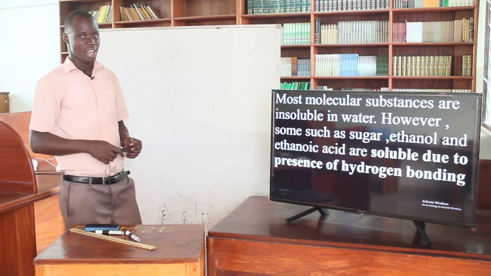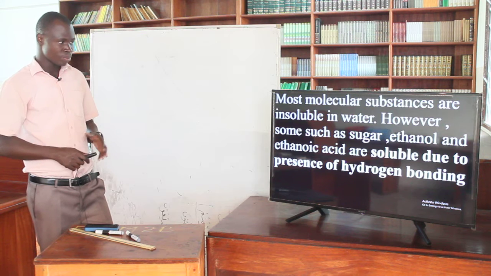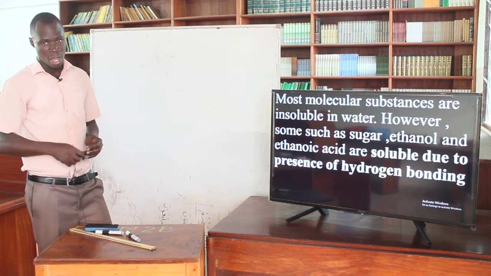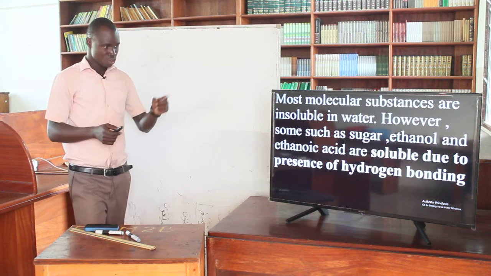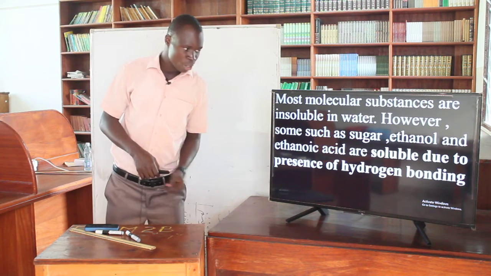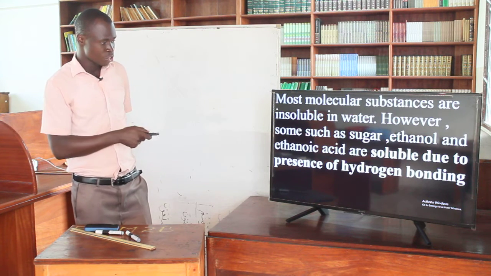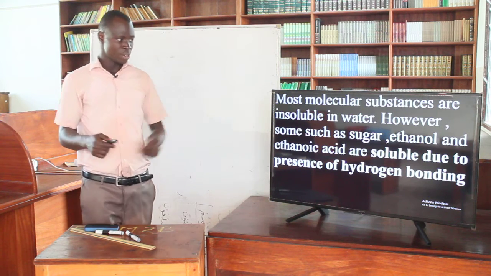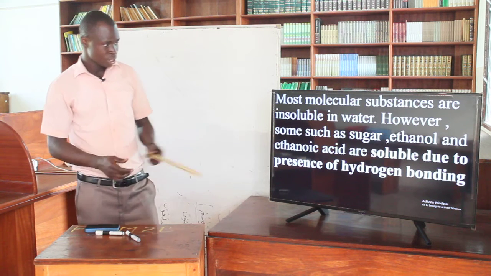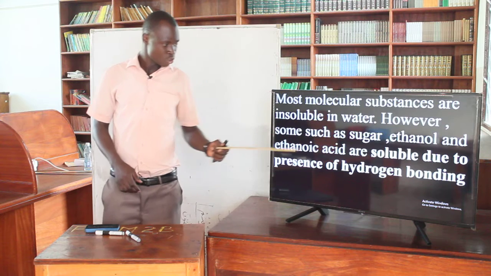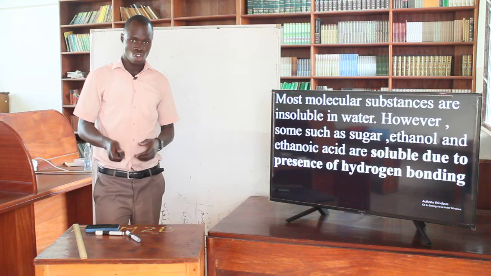Most molecular substances are, however, insoluble in water. Most of them are insoluble in water, but some such as sugar, ethanol and ethanoic acid are soluble, and the reason these are soluble is the presence of hydrogen bonding. The presence of hydrogen bonding makes these substances soluble in water. Remember, sugar has got that, ethanol has got that, while ethanoic acid also has got hydrogen bonding. So there's going to be an attraction.